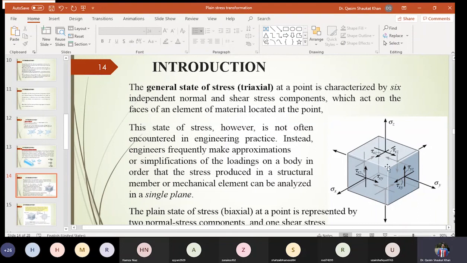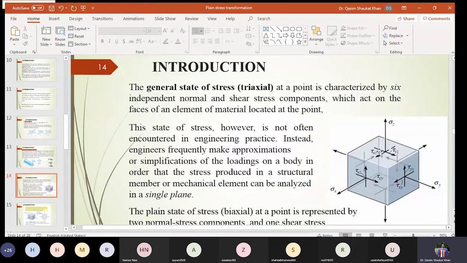Now this is your z plane, because it is oriented in the z direction. Okay, so for this normal stress sigma z, the first subscript represents the plane in which the stress is acting, and the second subscript z represents the direction in which the stress is acting. So sigma zz is the normal stress which is acting in the z direction.